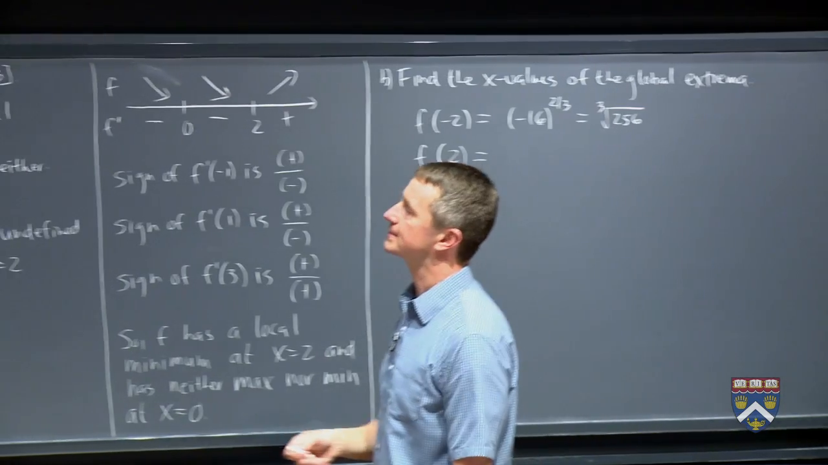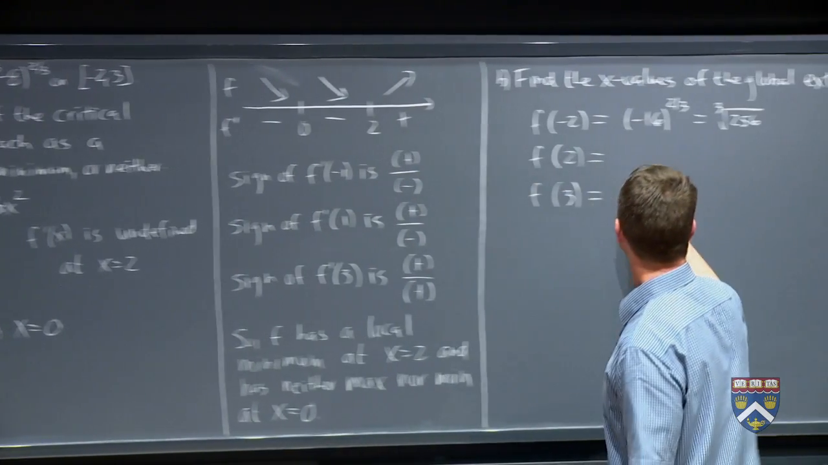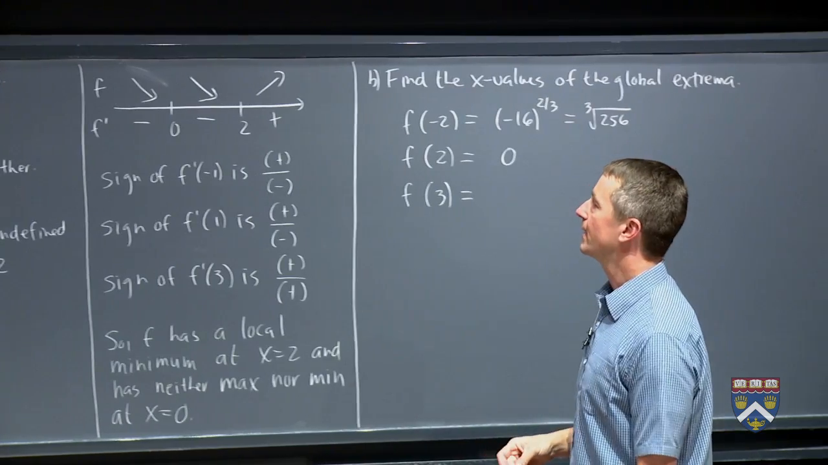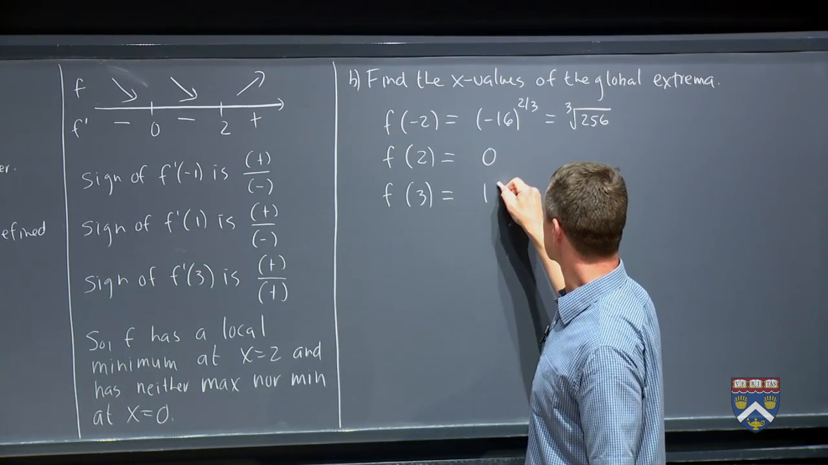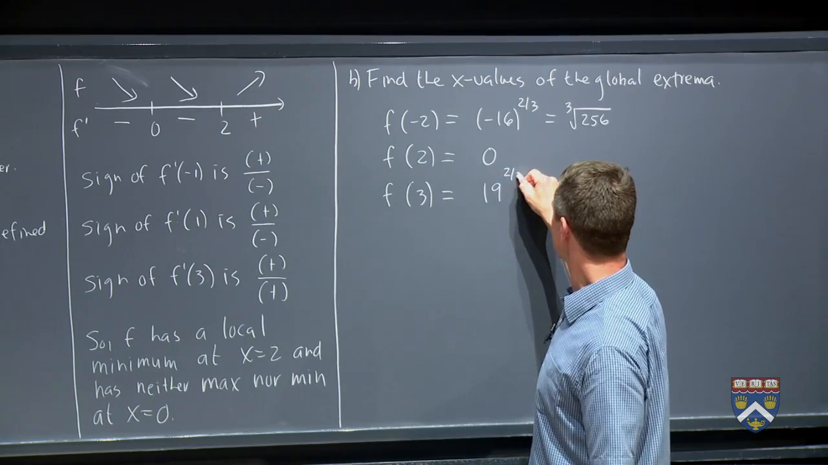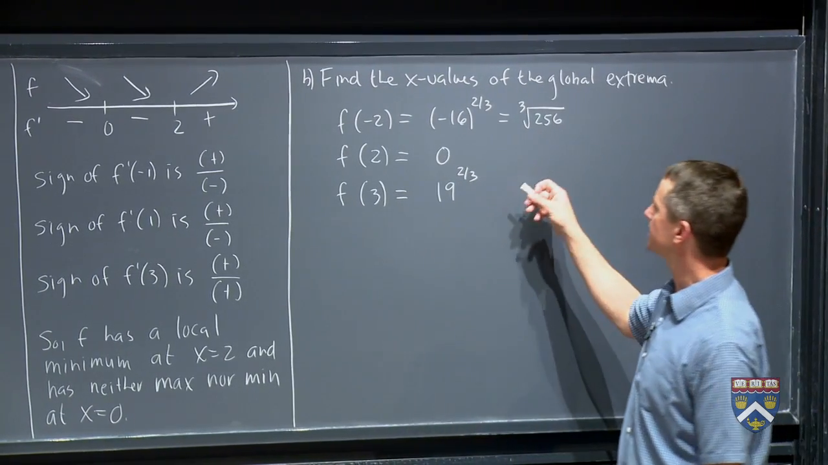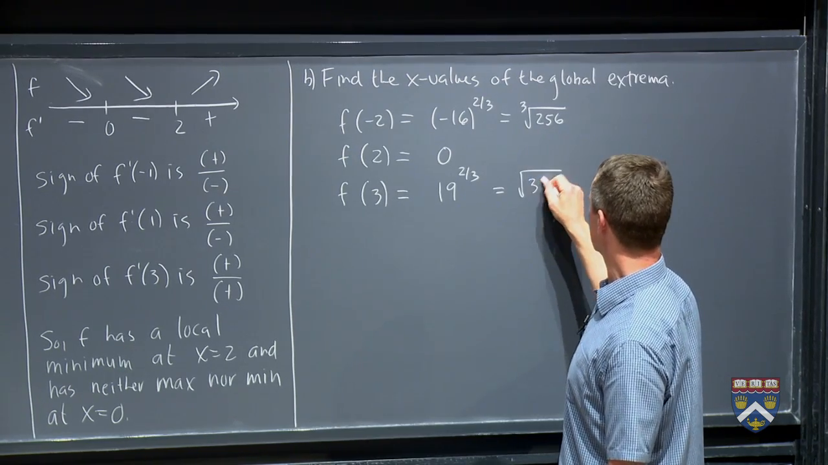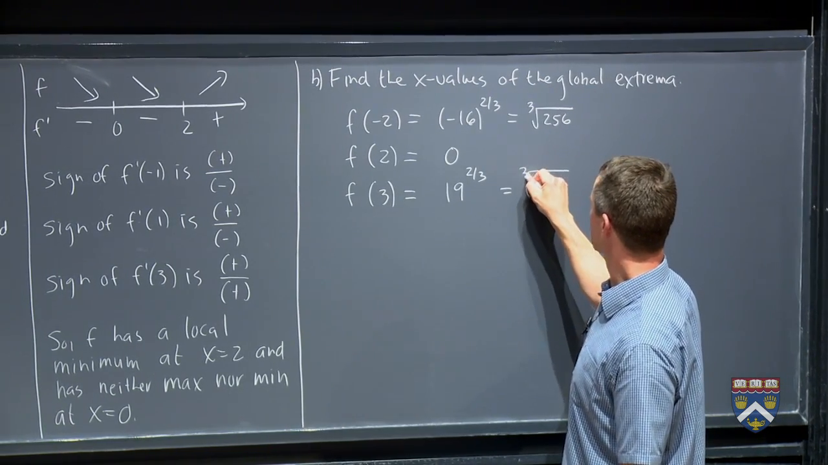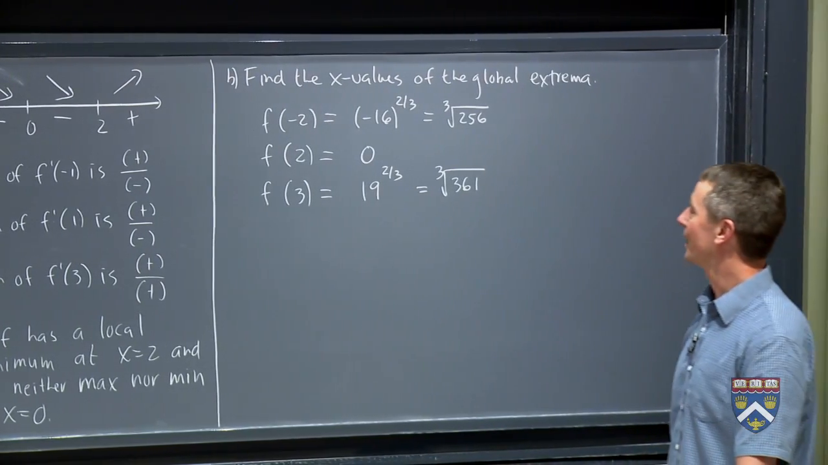f of 2 is nice and easy, because f of 2 we get 2 cubed, which is 8, minus 8, which is 0. So that's just 0. And f of 3 we get 3 cubed minus 8, which is 19 to the 2/3. And if you want to compare these, you could rewrite that as 19 squared, 19 squared is 361, cube root of that. Of course, you have your calculators as well, so you're free to do that.